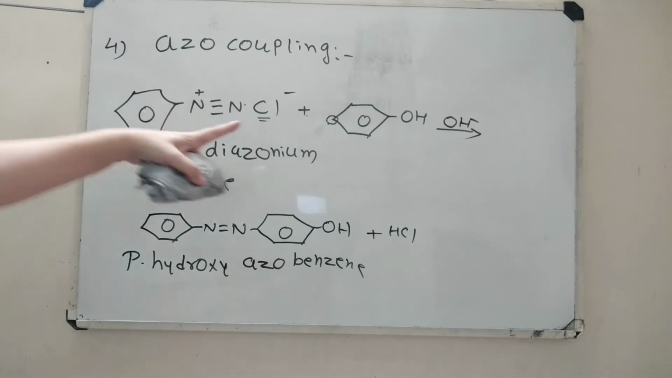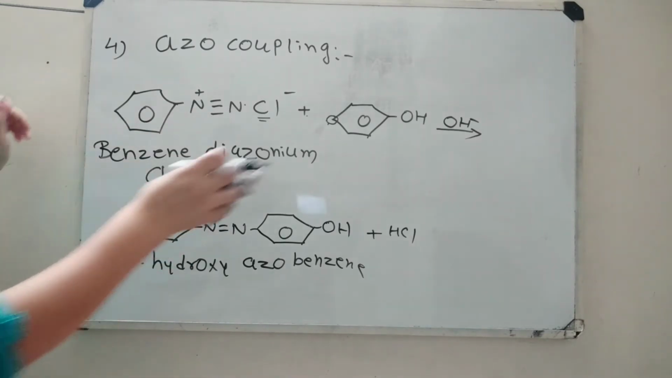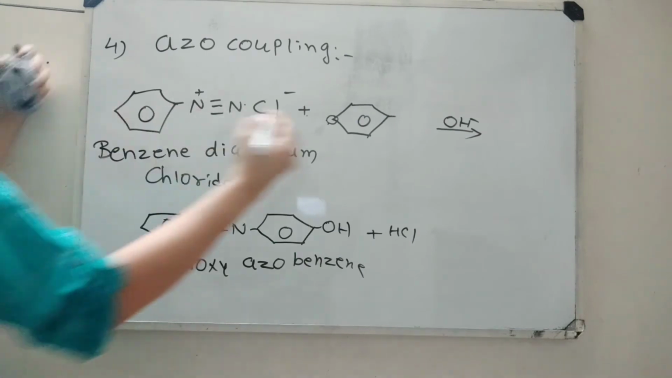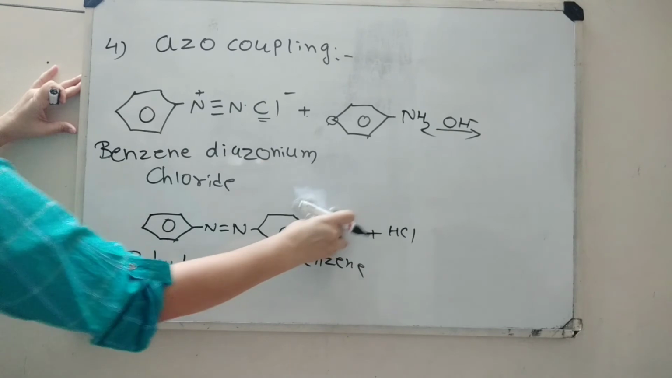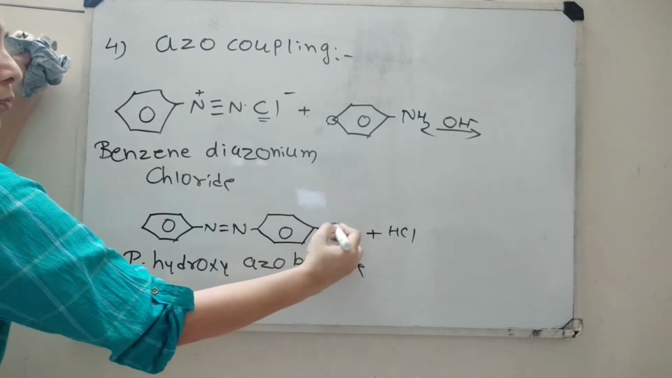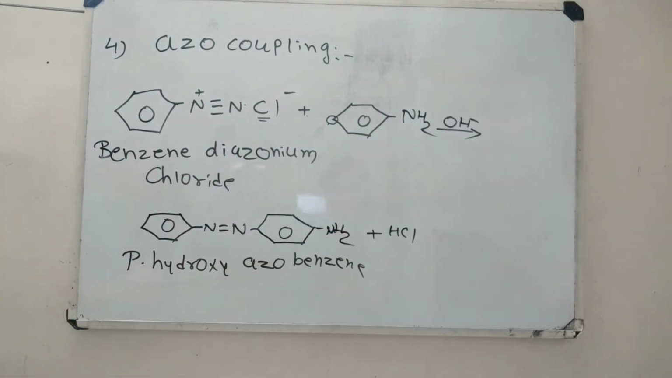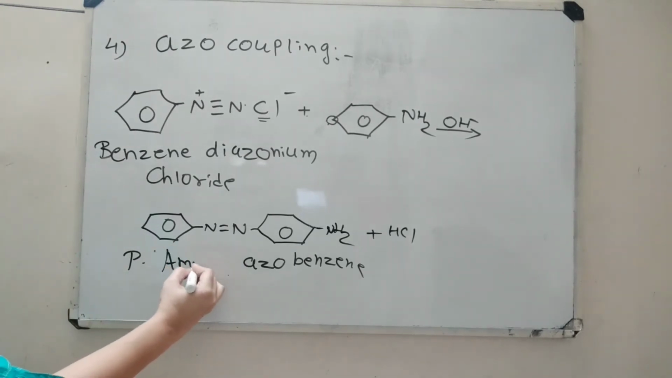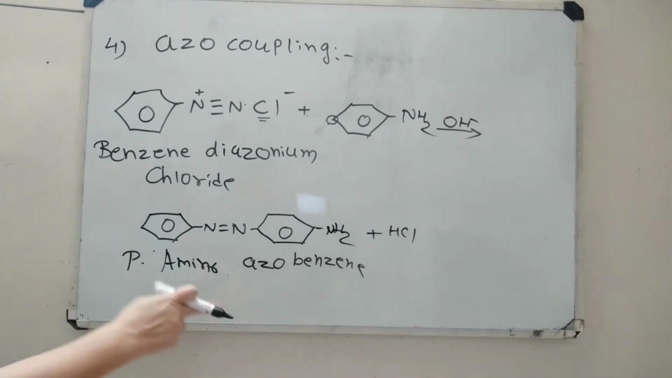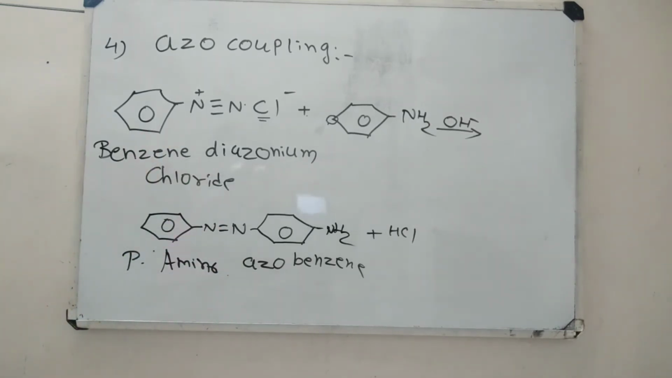In this reaction, instead of phenol, suppose we use aniline, then instead of OH we just put NH2, and in this product also we have to write the NH2. But the name of this compound is para, instead of hydroxy, it becomes amino: para amino azobenzene. So this reaction is given by the two benzene groups. They react with each other to form the coupling, so it is known as the coupling reaction.